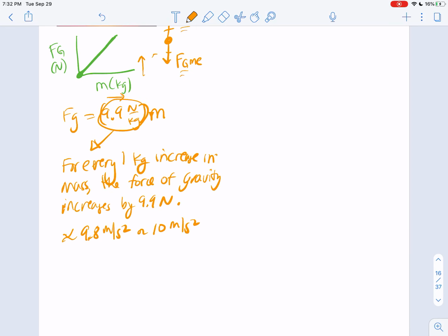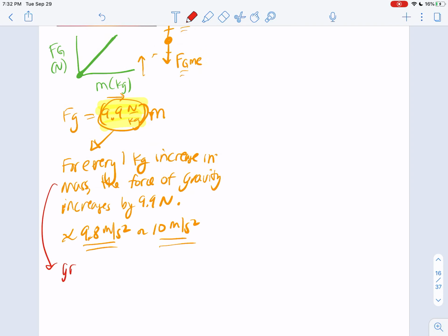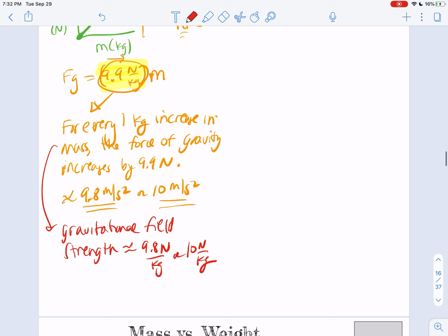When we're thinking about something that's dropping in free fall, we like to think of the acceleration due to gravity. But this here, I like to think of as the gravitational field strength. So we're going to call this the gravitational field strength, and it's about 9.8 newtons per kilogram, or often we can just use 10, again, newtons per kilogram. So every 1 kilogram of mass on the earth weighs 10 newtons.